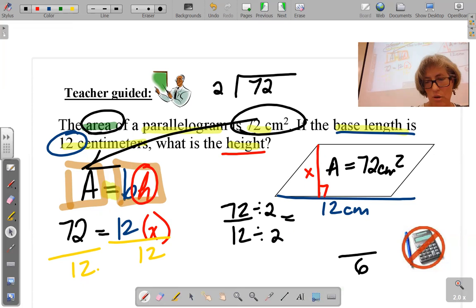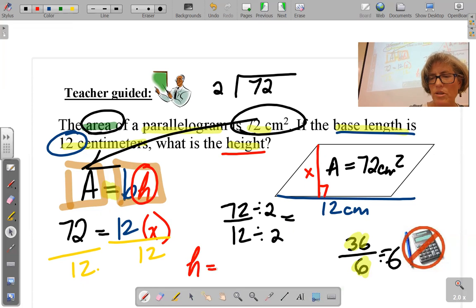36. It is 36. Now notice, you can still reduce this, can't you? What is it? 6. There you go. So our height is what? 6. Careful. What do we need to add? Centimeters. There we go. Ta-da! Nice.